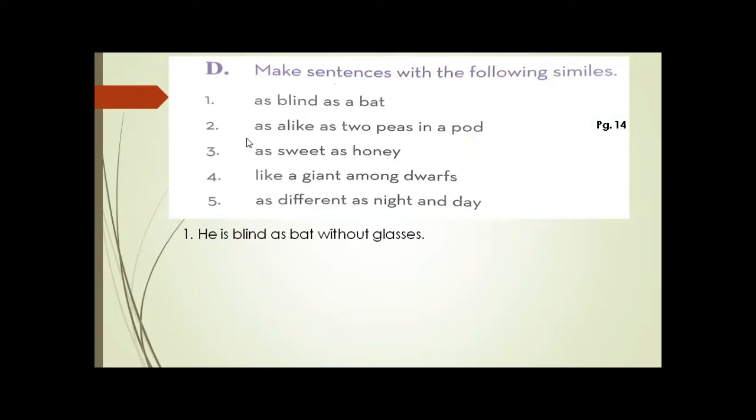So now we'll move towards as alike as two peas in a pod. What does this simile mean? It means that two people or things are very similar to each other. That is, there are a lot of similarities between two people or things. So, have you thought of a sentence? Okay, I'll share a sentence with you.